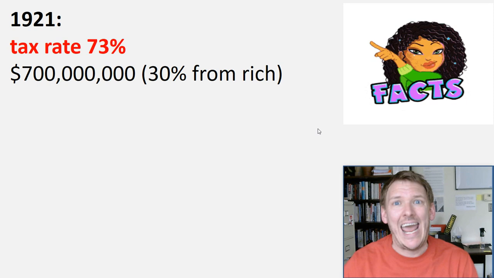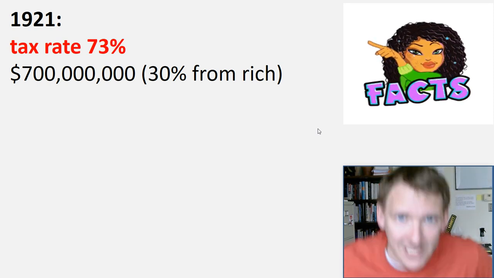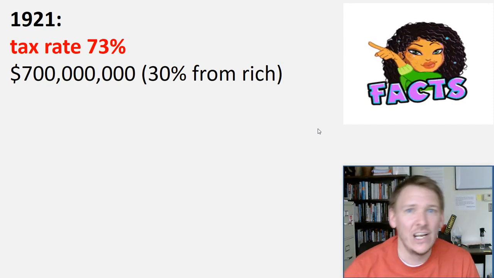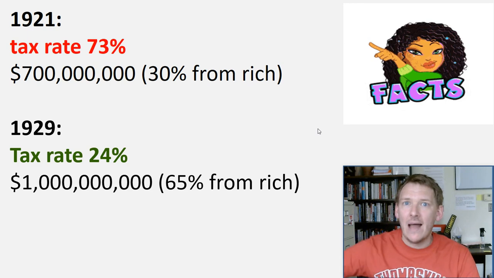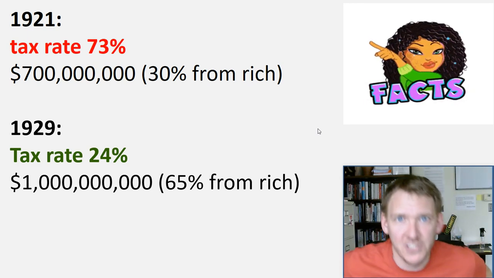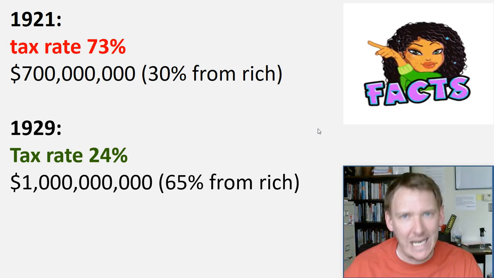30% of the revenue came from the rich. 70% came from Joe Bag of Donuts, you and me. 30% came from the rich. 1929, Mellon says, enough. Lowers the tax rate to 24%. What happens? Oh, hey, government revenue goes up $1 billion.